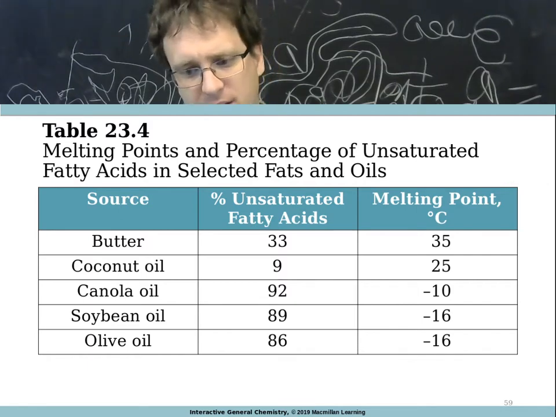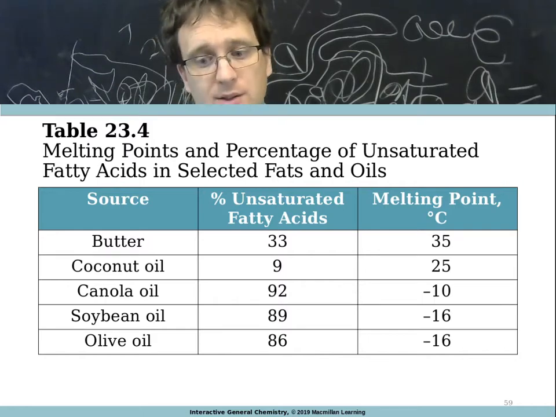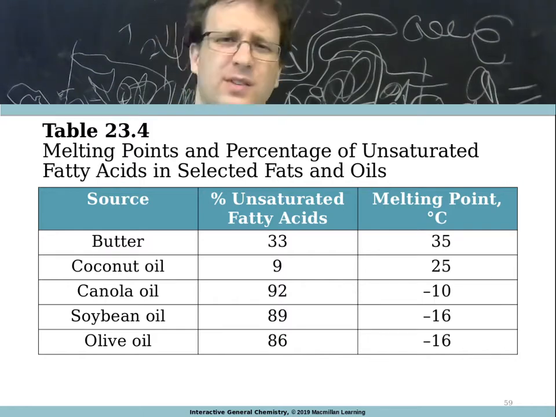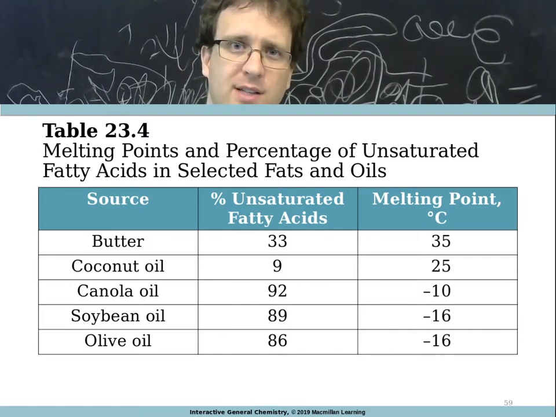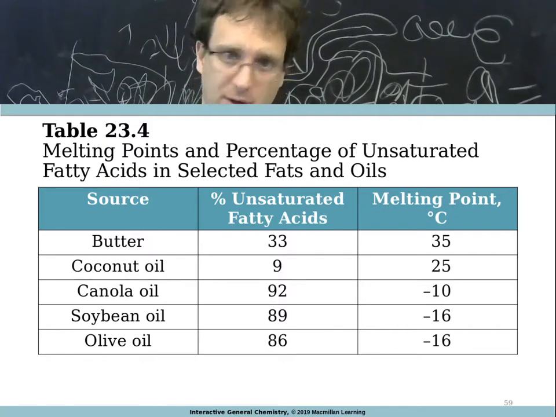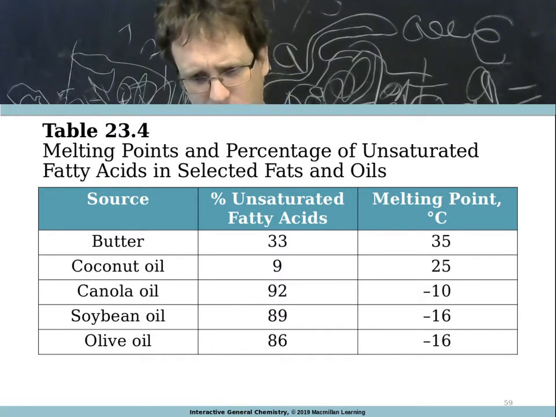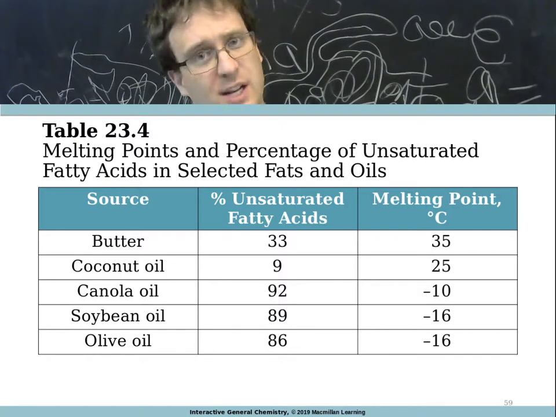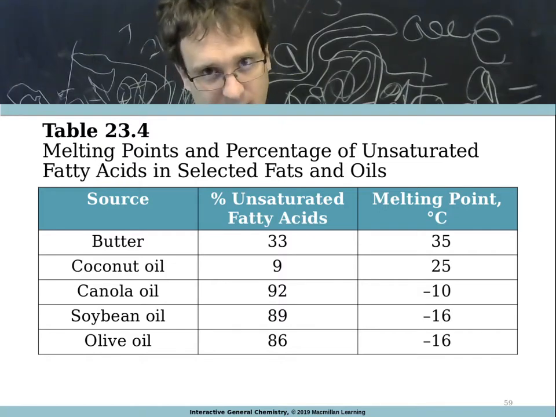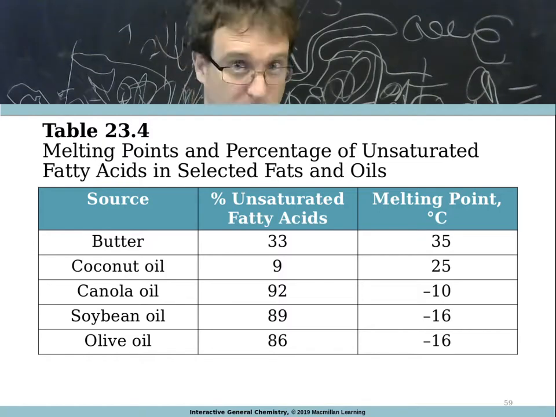If you look at this table here, table 23.4, you can see that the higher the degree of unsaturation, as a rule, the higher the melting point is going to be. All of these natural oils are a mixture of many different types of triglycerides. That's why we can talk about their saturated and unsaturated percentages, because they're really a complex mixture of many different triglycerides. But something like olive oil is almost entirely unsaturated, 86% unsaturated fatty acids, and it's going to have a melting point well below freezing.